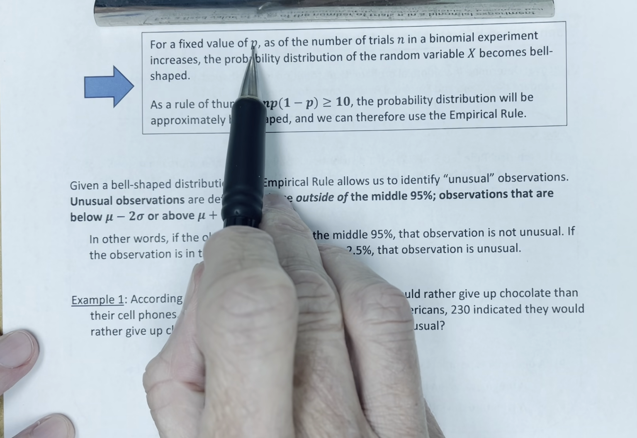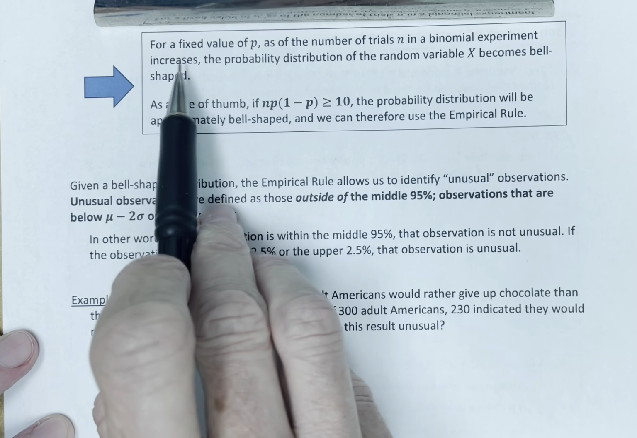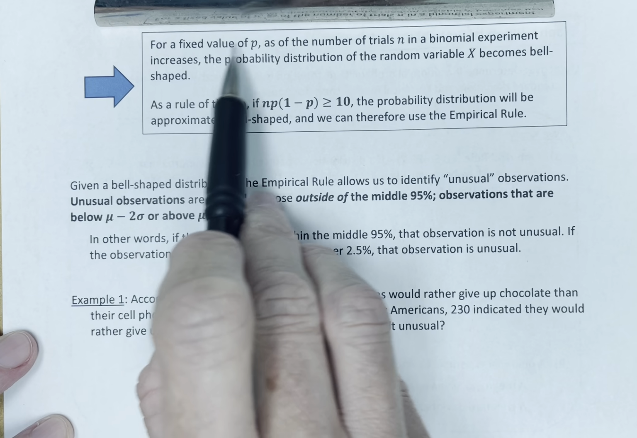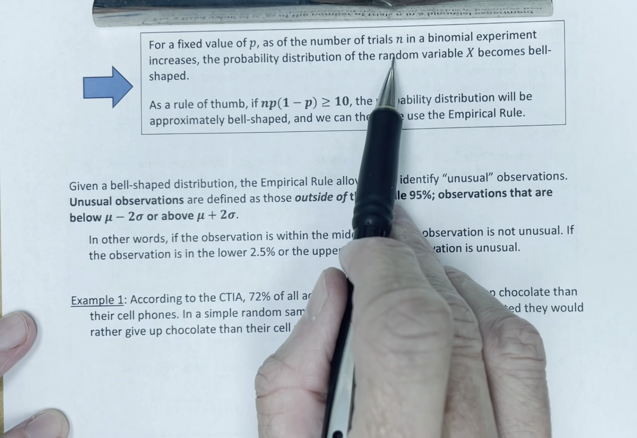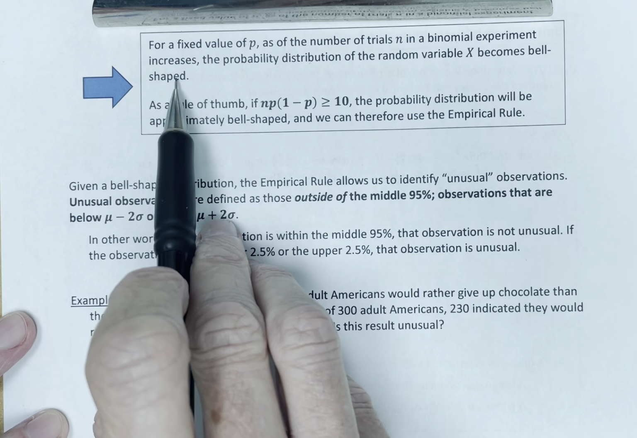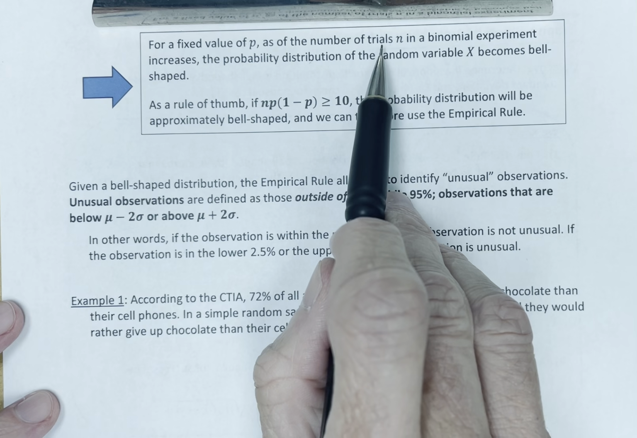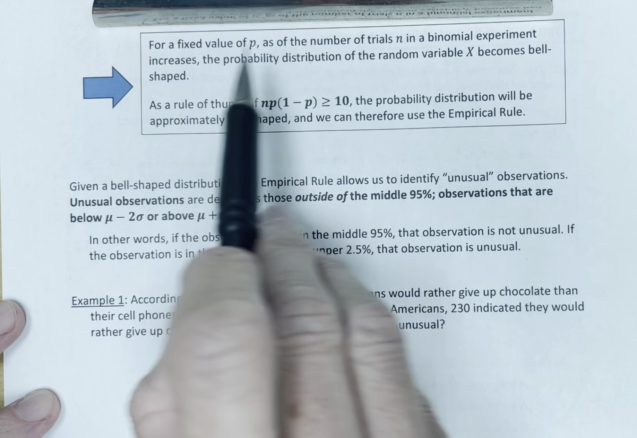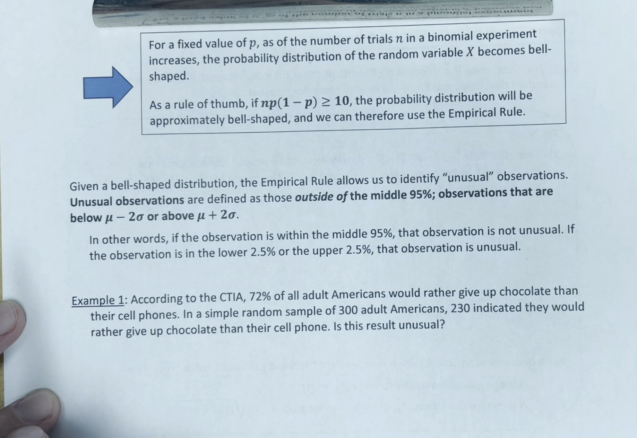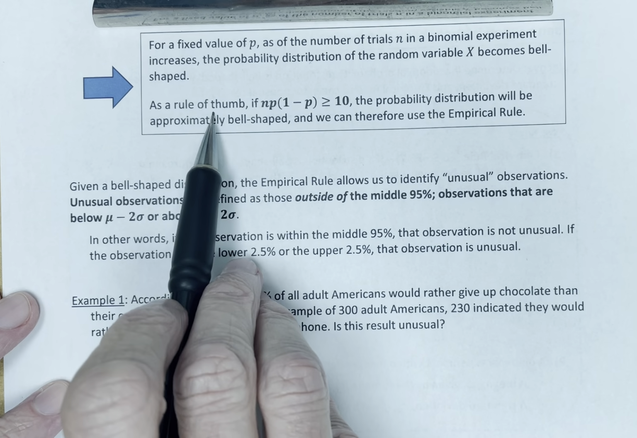For a fixed value of p, as the number of trials n in a binomial experiment increases, whatever the value of p is, the probability distribution, the graph, of the random variable x becomes bell-shaped. We just saw that. As we increase the number of trials, it doesn't matter what p is, 0.1, 0.2, it will become bell-shaped. So how do we know if it's going to be bell-shaped or not?